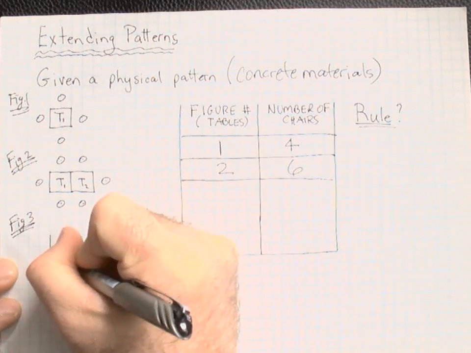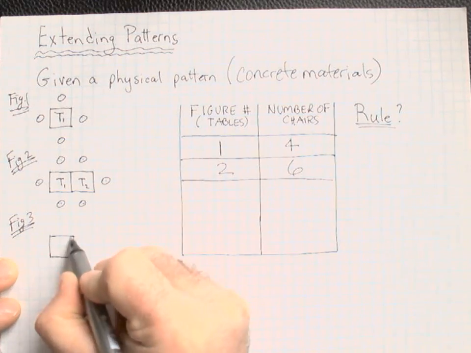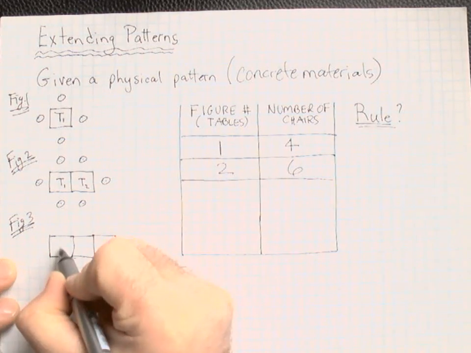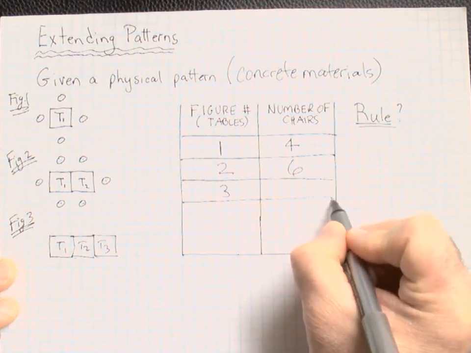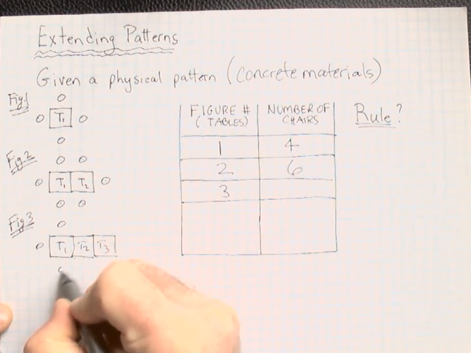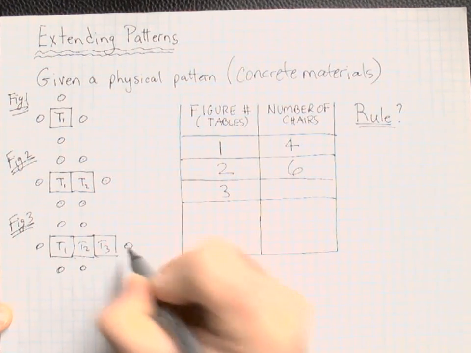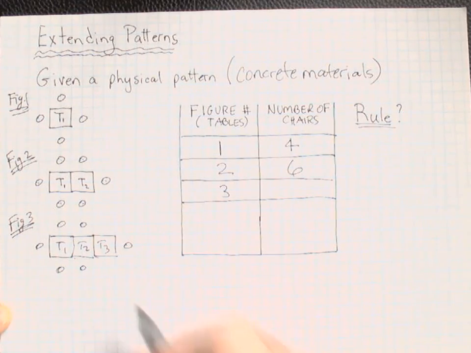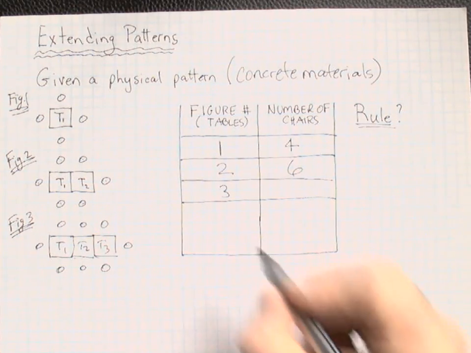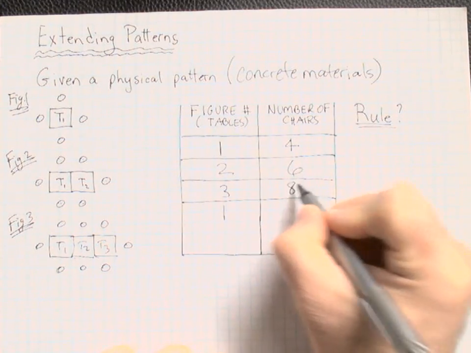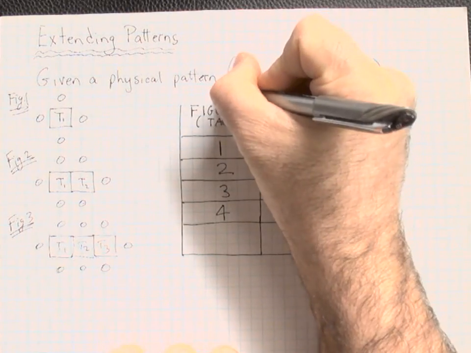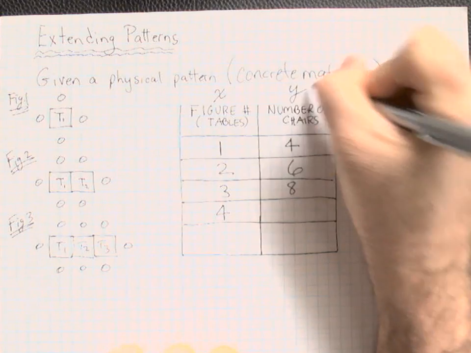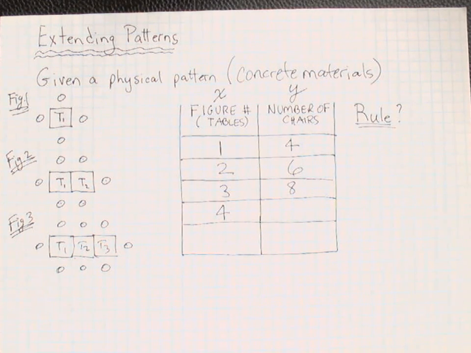Figure 3, we could make a prediction. If we draw in our tables for figure 3, there are going to be 3 tables, and 1, 2, 3, 4, 5, 6. I'm drawing it that way on purpose. It gets bumped out. 7, 8 chairs. So we can use this type of thinking, and remember, our figure number is kind of like our x, and our number of chairs is kind of like our y for today. When we do more algebra, we'll write it like that.